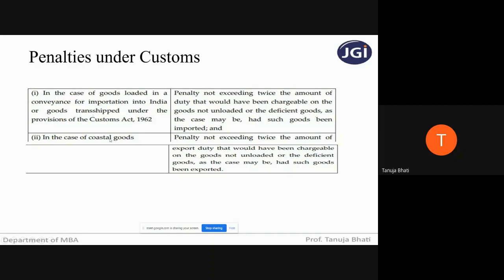Now in the case of coastal goods, the penalty not exceeding twice the amount of export duty that would have been chargeable on the goods not unloaded or the deficit goods, as the case may be, had such goods been exported. So this first part is for the imported goods. This second part is for the exported goods. Next.